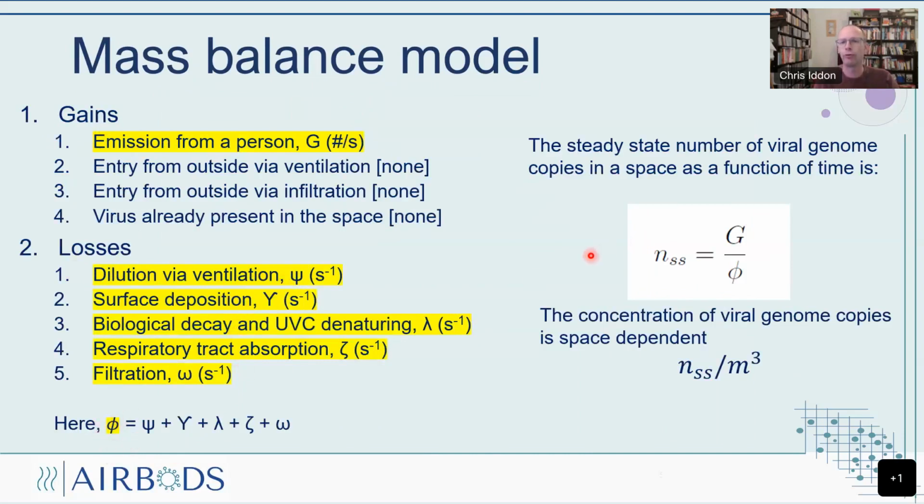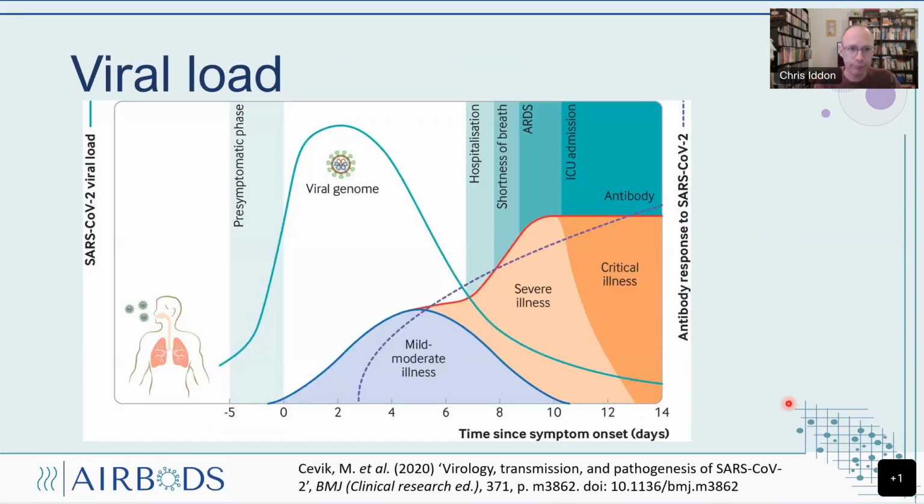And that enables us to establish the steady state number of viral copies in a space, given an emission rate in viral copies per second, and this removal mechanism phi in per seconds as well. Now, this is the total number of viruses in the space, not the concentration. So we have to divide through by the volume to get the concentration of the viable viruses in the space. And this is important because the dose is proportional to the concentration of the virus in the air.